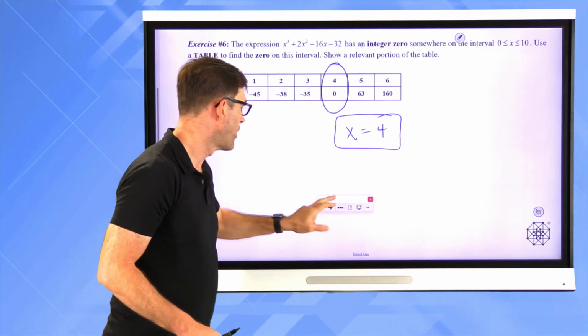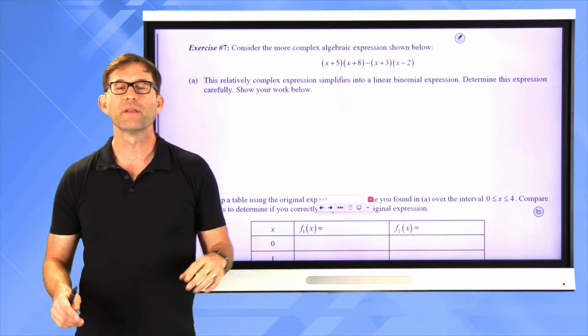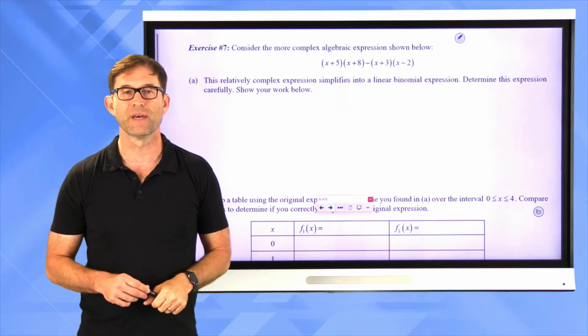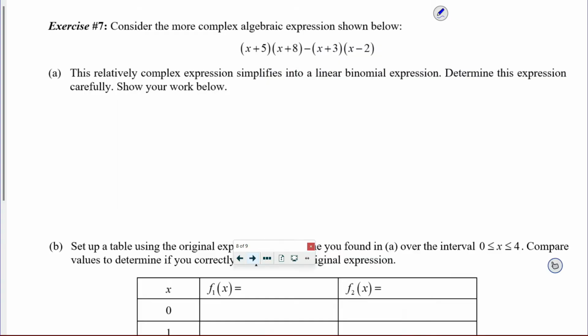All right, last problem. Now, let's consider a more complicated expression. Let's take a look at exercise number 7. Consider the more complex algebraic expression shown below: x plus 5 times x plus 8 minus x plus 3 times x minus 2. This relatively complex expression simplifies into a linear binomial expression. Determine this expression carefully. Show your work below.